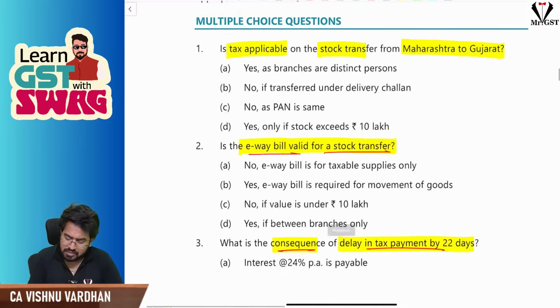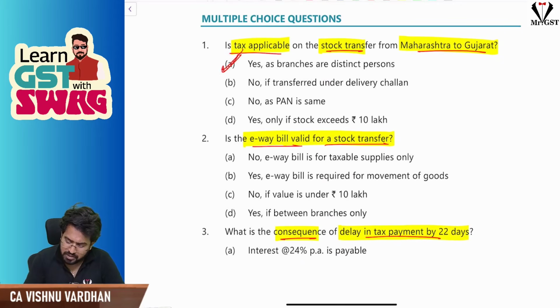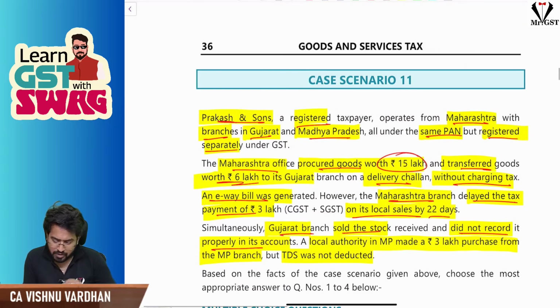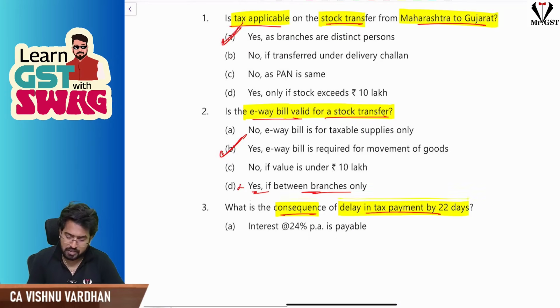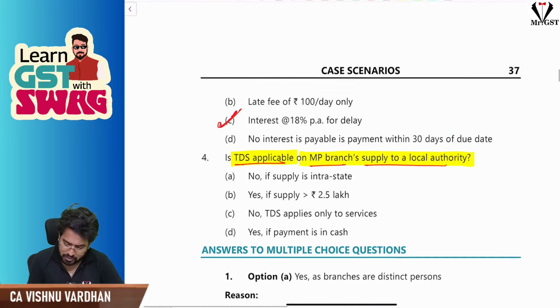They have asked a question: is e-way bill valid for stock transfer? Yes, of course, e-way bill is required for movement of goods. Yes, it is valid. Next, see here in options they have given yes if between branches only. No, e-way bill is not between branches. It is for movement of goods. So that option is not correct option. So don't feel why this is not selected. So this also done. Next, is TDS applicable?